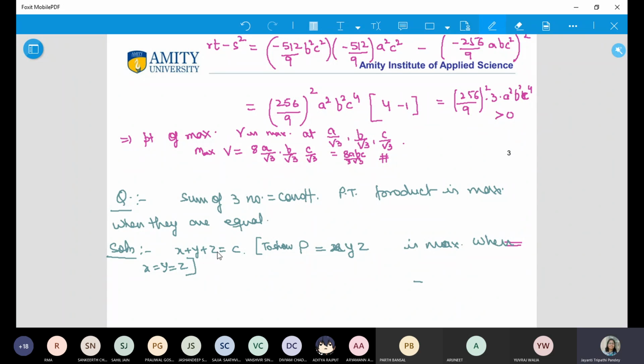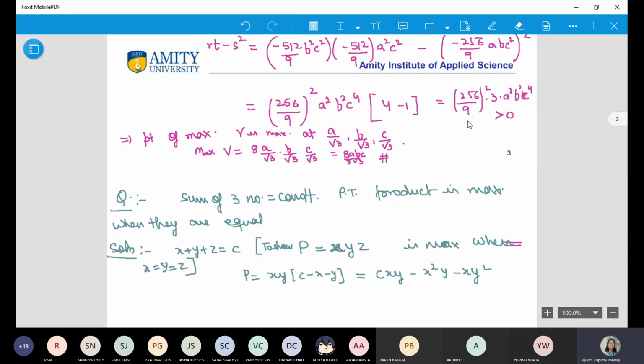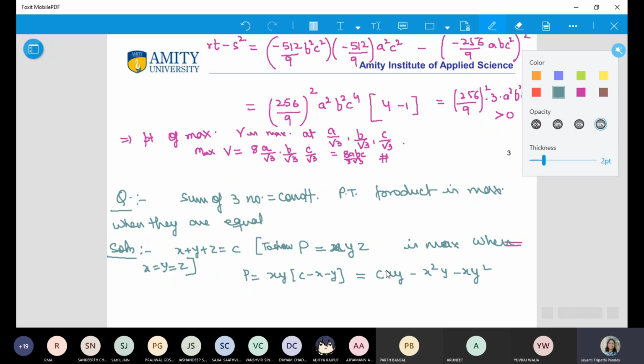So first thing, we have to remove one variable, and that is z. So we can write P is equal to xy(c minus x minus y), so that is cxy minus x square y minus xy square. All right, so you have to show that this is maximum.